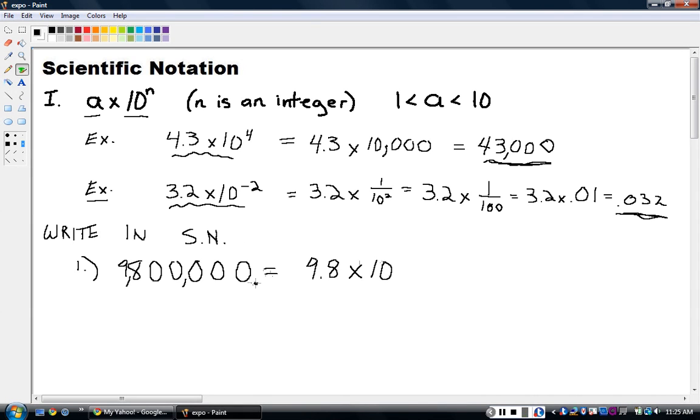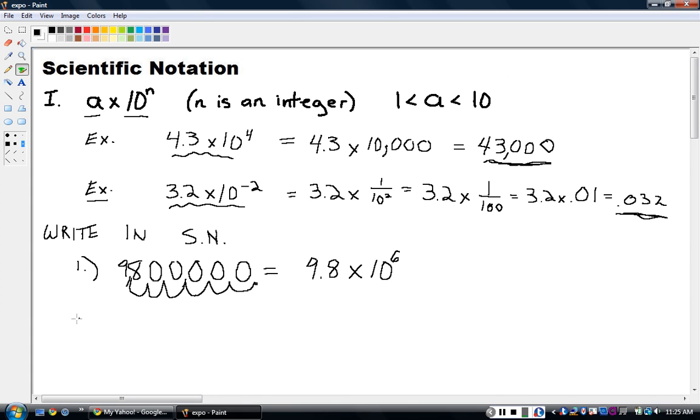How do I do that? I count how many spots I move from here to where the decimal place is. Okay, so I do that and I count. So it would be 1, 2, 3, 4, 5, 6. So 9.8 times 10 to the 6 is the same thing as 9,800,000, right? It's just a multiplication. If I multiply that by 10 to the 6, 10 to the 6 is actually a million. 9.8 times a million is 9,800,000.